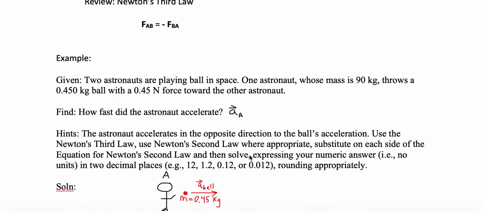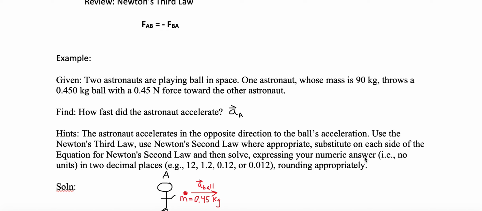So we have some hints here. The astronaut accelerates in the opposite direction to the ball's acceleration. So if the ball is going to be accelerated to the right, then the astronaut is going to accelerate to the left. Remember, we're out in space. So if you apply a force in one direction, then there's an equal and opposite force in the opposite direction. Use Newton's third law, use Newton's second law where appropriate, substitute on either side of the equation for Newton's second law, and then solve.